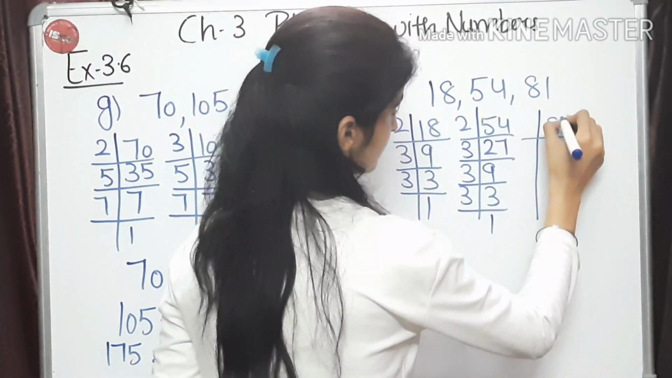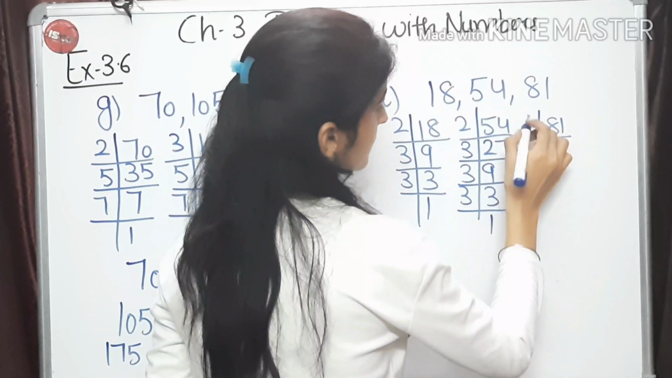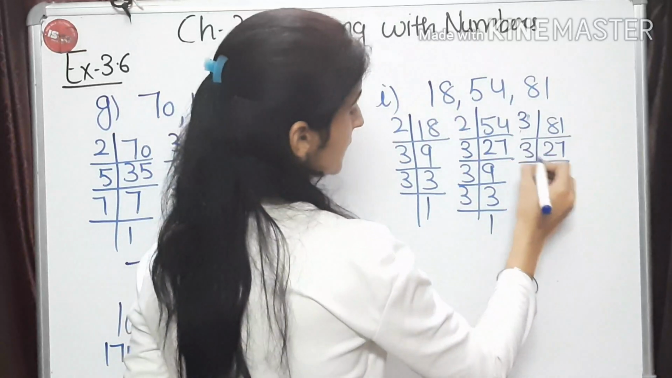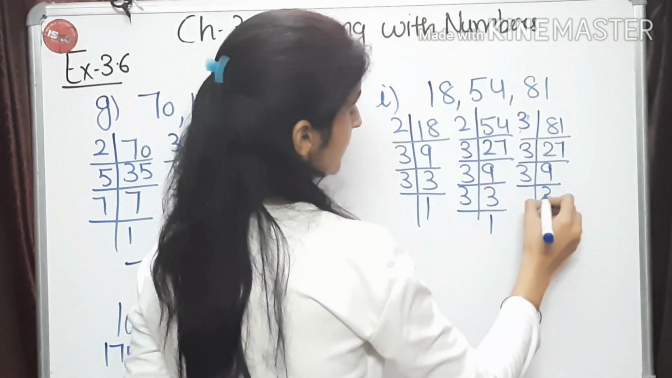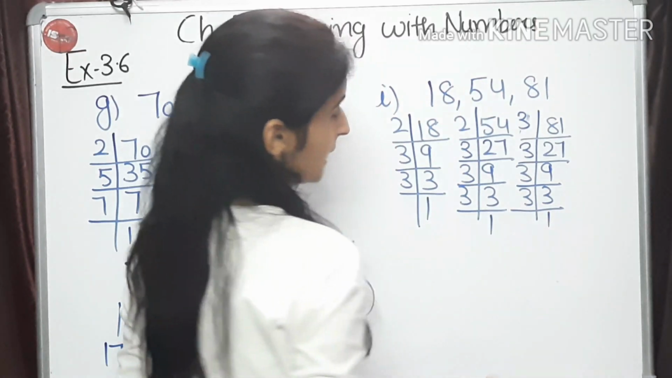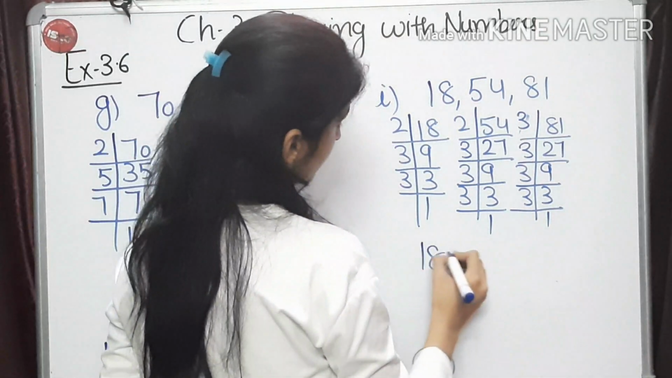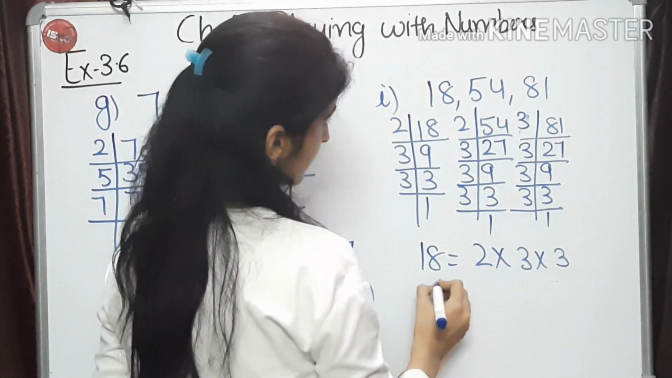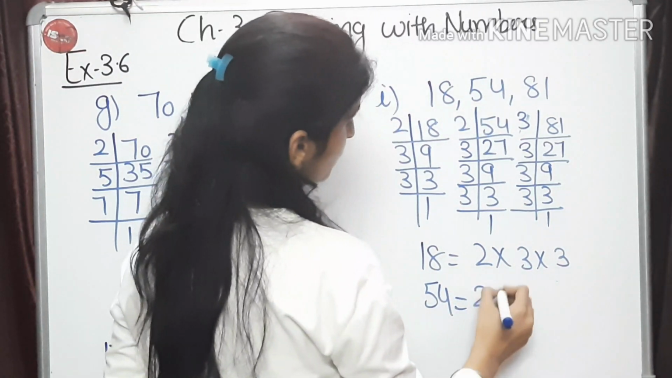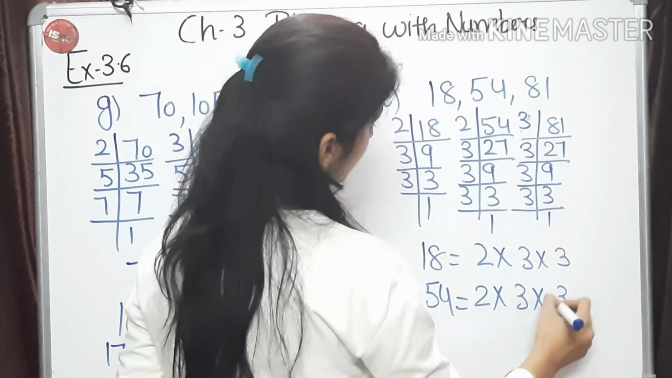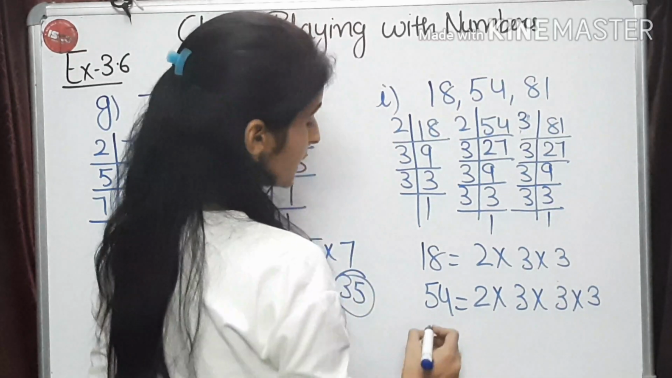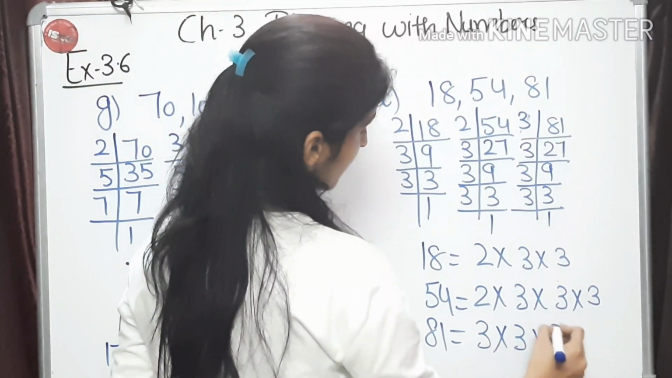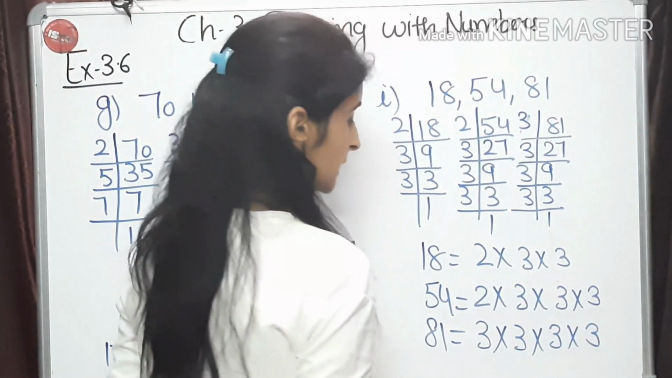3 27s are 81, 3 9s are 27, 3 3s are 9 and 3 1s are 3. So 18 is equal to 2 multiplied by 3 multiplied by 3. 54 is equal to 2 multiplied by 3 multiplied by 3 and multiplied by 3. 81 is equal to 3 multiplied by 3 multiplied by 3 multiplied by 3.